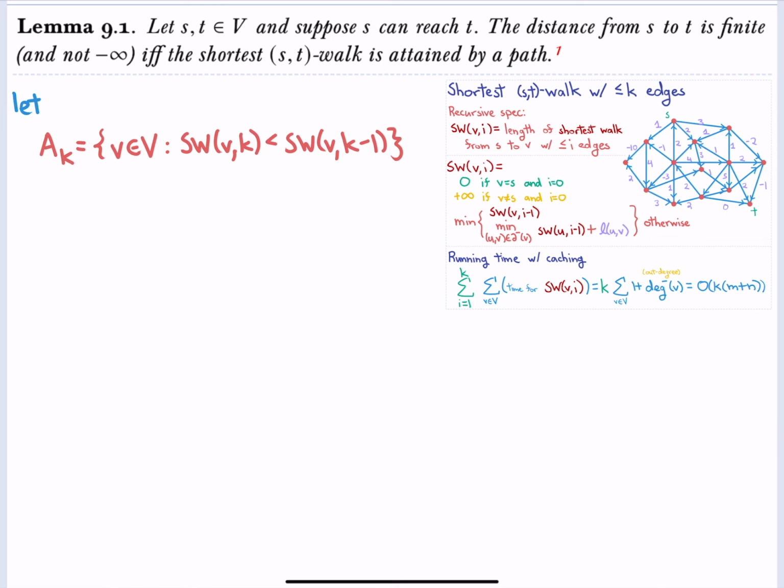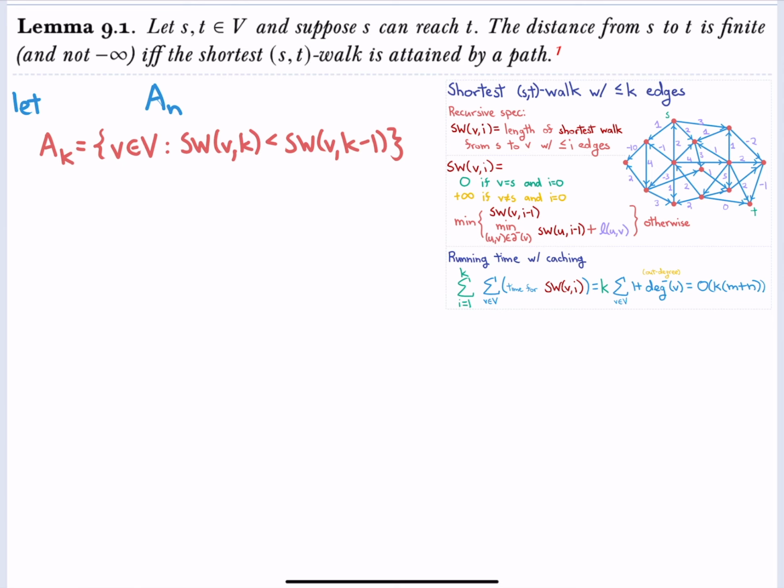Right? Okay, so for example, what do I know about A sub n? These are the vertices where the nth edge decreased the length of the shortest walk. What happens if a vertex improves on the nth edge? Then what? Well, no, it doesn't mean that the nth edge is negative. It could be coming from some other neighbor that's just really small, right? A positive edge from a small neighbor.